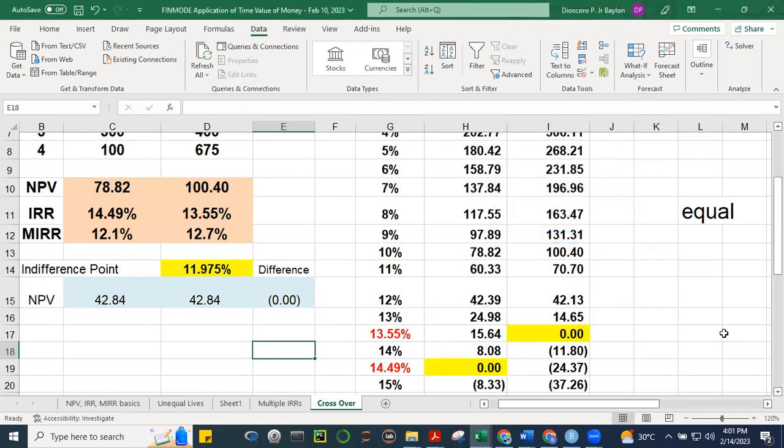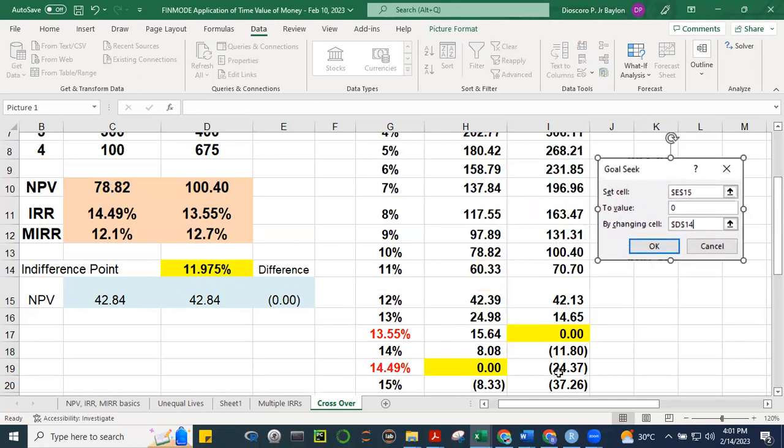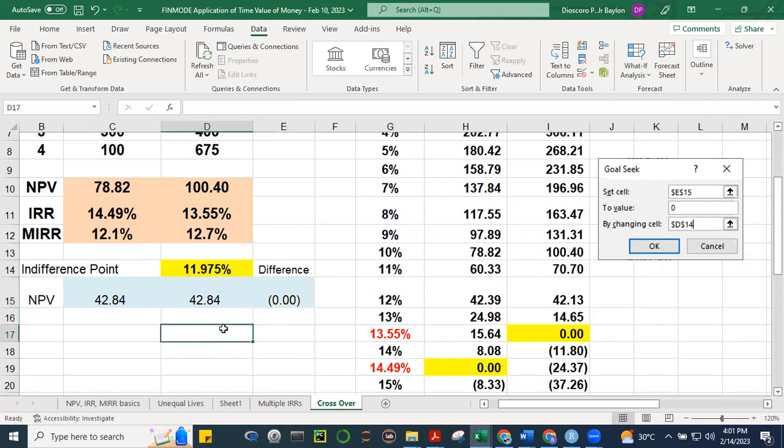Okay, Control V. Ayan. Ito yung ginoal seek natin. Okay, tingnan nyo, 0. So at 11.975%, it doesn't matter whether you choose Project S or Project L. Doesn't matter. Okay, kasi they will yield the same NPV, no? So pag pareho NPV nila, yung difference nun 0. So pag 0 yung difference ng NPV nila, wala tayong sukat hanapin. It doesn't matter whether you choose Project S or Project L.